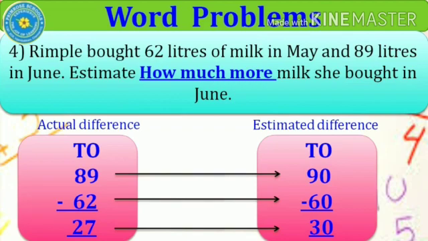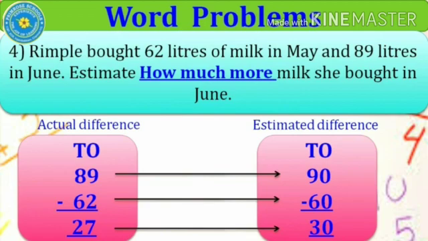Then second, what is it? Underline the question. What is the question? How much more milk? So when you see how much more, that means we have to do subtraction. Box the keywords. What are the keywords here? 62 liters of milk in May, 89 liters in June. So we have 2 months, May and June. That is the keyword. Then evaluate and draw. I hope you can draw by yourself, right? Even if you don't draw, that's not a problem. You just need to know how you need to solve the problem. Finally, we need to solve the problem.